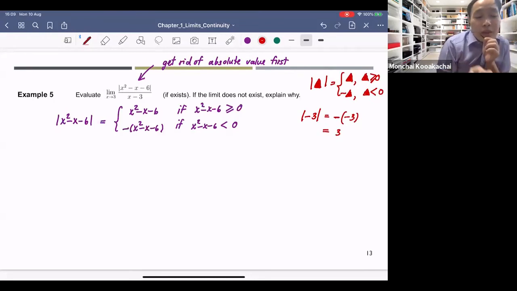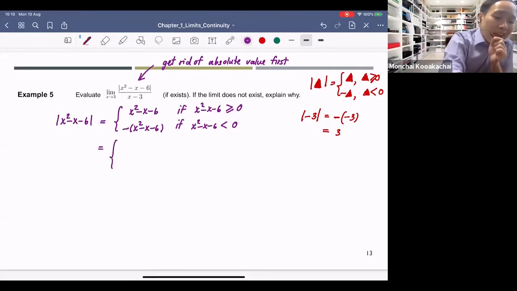So every time you have something inside absolute value, you just need to separate into two cases, depending on whether that thing is positive or negative. The same thing with this one. And then I see this thing, which is x squared minus x minus 6, and I want to factor it, because this looks good to factor, right? If you factor, you shall see x minus 3. So we're going to factor this thing.